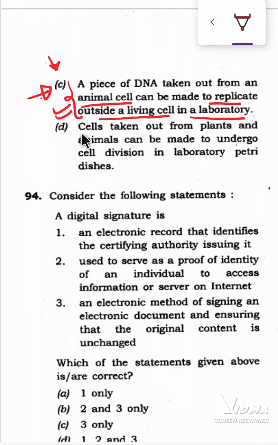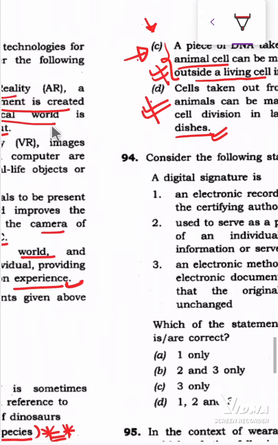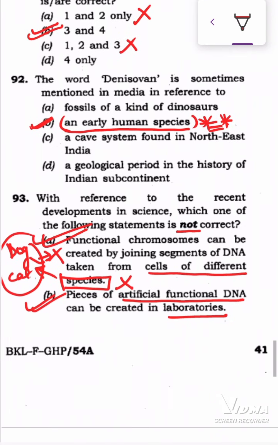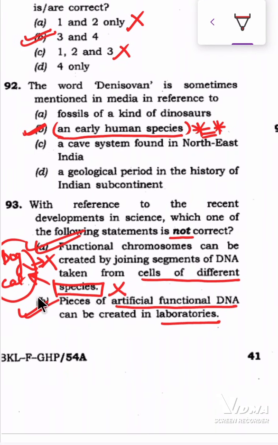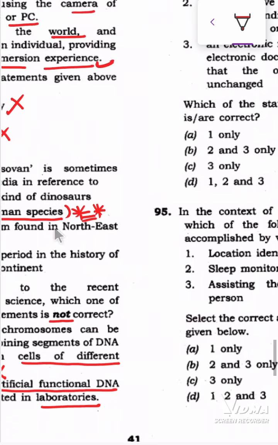So statement C is also right. The cell taken out from a plant and animal can be made to undergo cell division in a laboratory in petri dishes. It's also right. In the 9th and 10th we have actually seen this kind of experiment in our school days, in the petri dishes. So it's also the right statement. According to the question, it should not be the answer, because the statement is right but the question is asking about what is not right. So according to not right, we have the answer, that is A.